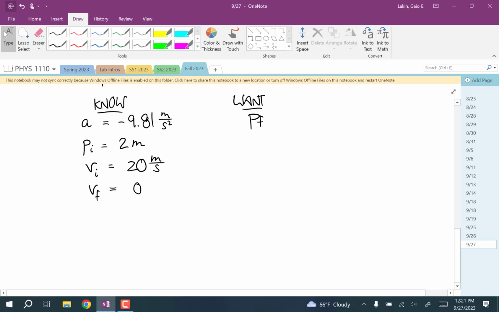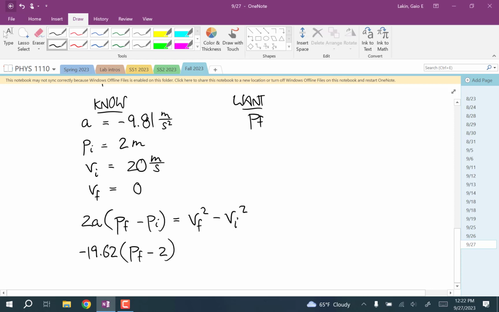Okay, so to find PF, the equation we can use is 2a times the quantity PF minus PI is equal to VF squared minus VI squared. So negative 19.62 times PF minus 2 is equal to 0 squared minus 20 squared.